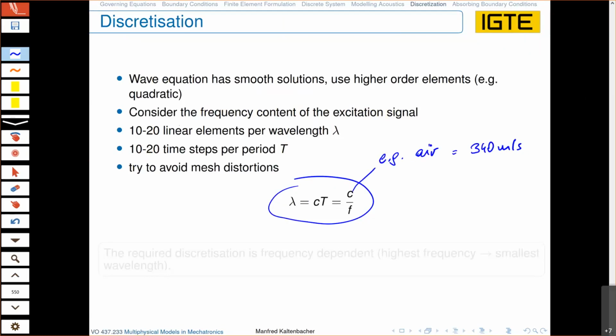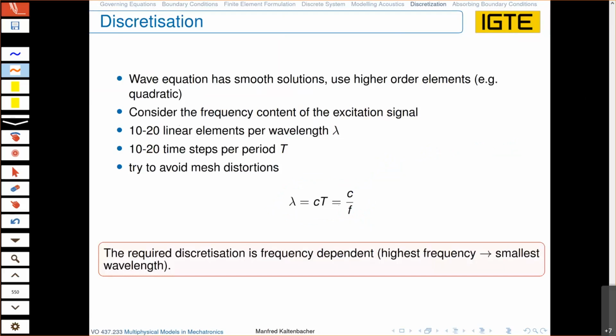And so you see the most important quantity we have here is the frequency, and the largest frequency, so the highest frequency, will give us the smallest wavelength. And then with this smallest wavelength, so let's write it here as lambda min equals c over f max, the smallest wavelength is our most important quantity. And there, as already discussed, we should have about 10 to 20 linear finite elements per wavelength. If you have quadratic elements, so the basis functions of your approximations are second order, then you can divide this by at least 2, so it would be 5 to 10 elements.